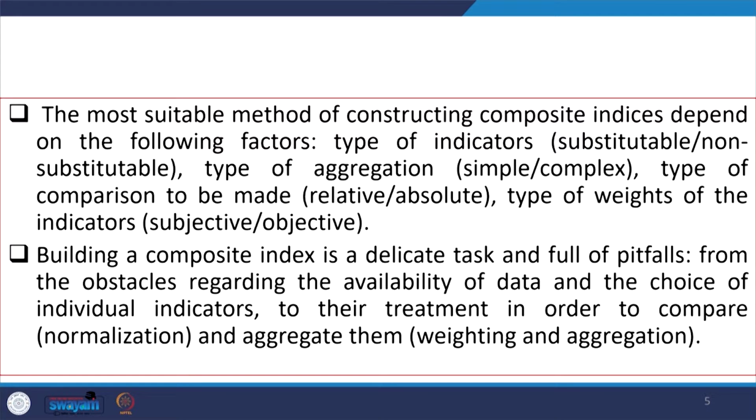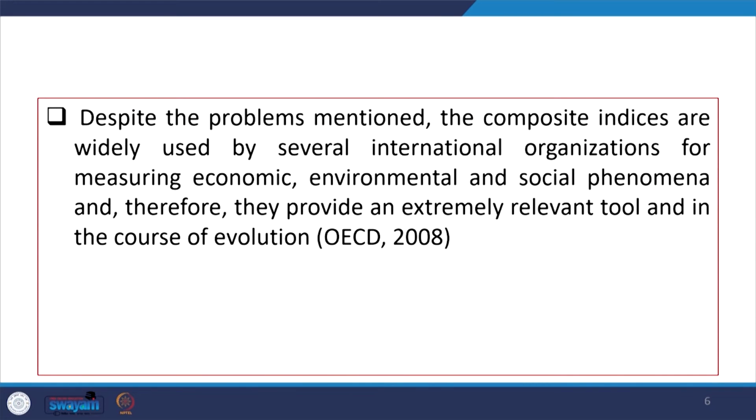Building a composite index is a delicate task and full of pitfalls, from the obstacles regarding the availability of the data and the choice of individual indicators, to their treatment in order to compare or normalize them, and then aggregate them with the help of weighting and aggregation. Despite the problems mentioned, composite indices are widely used by several international organizations in measuring environmental, economic and social context, and therefore provide an extremely relevant tool for evaluation, as mentioned in the OECD 2008 definition.